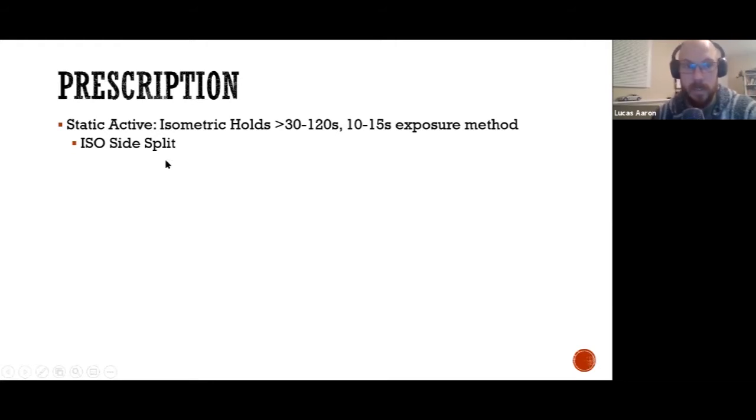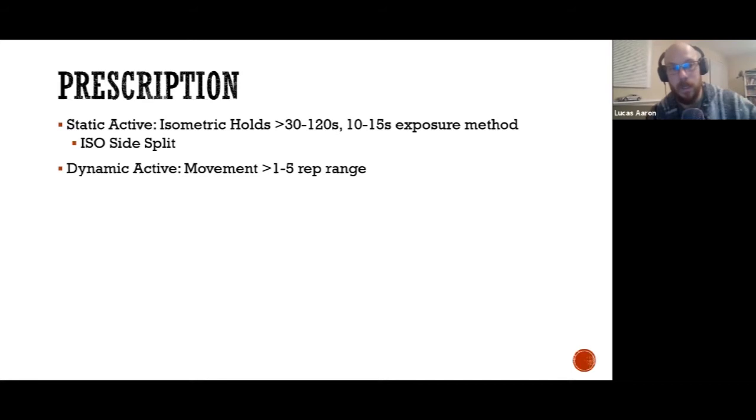So the ISO side split would be a static active isometric movement. You can go to the library in the course and look through a lot of these exercises and make those connections. That's a good example. Dynamic active flexibility is movement-based range of strength exercises.